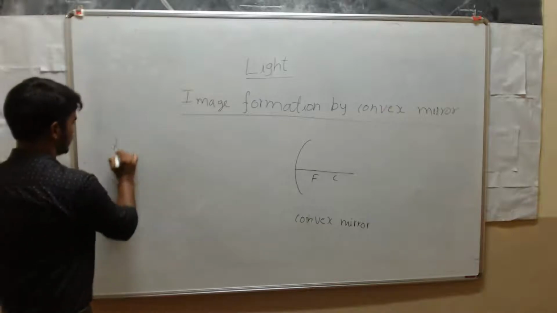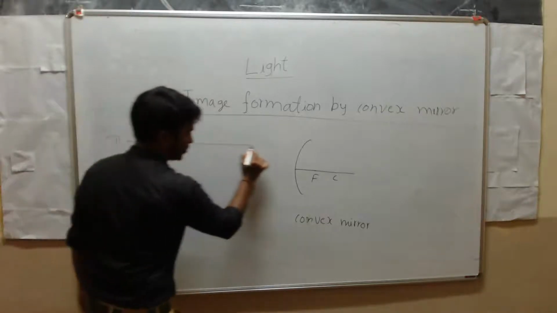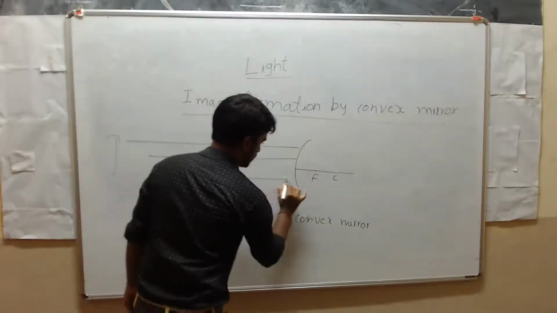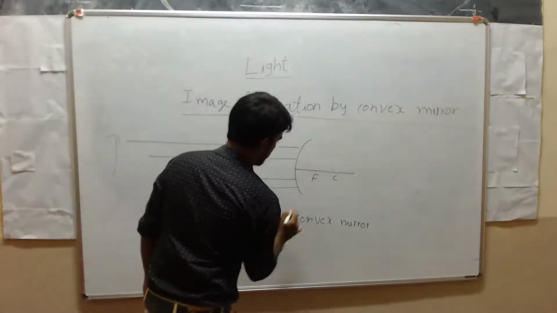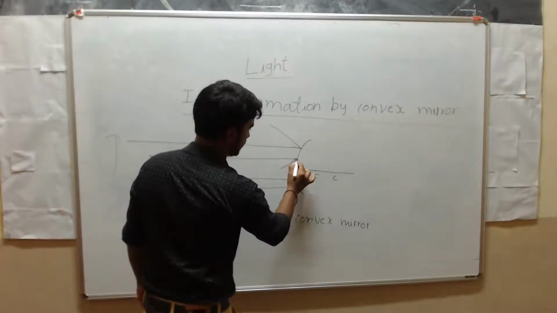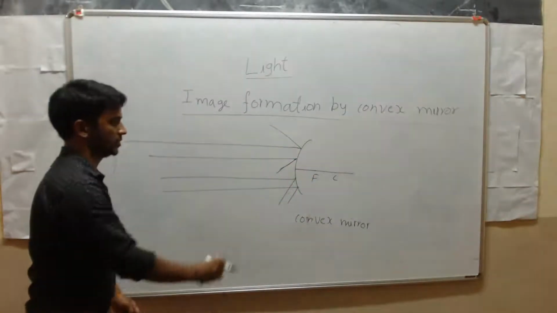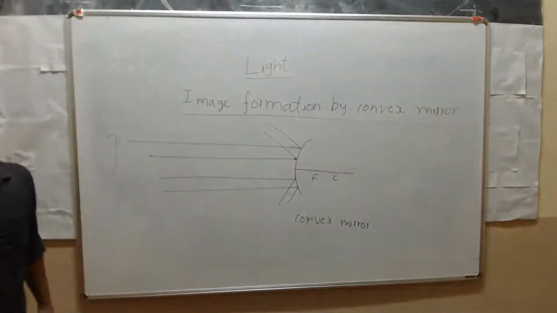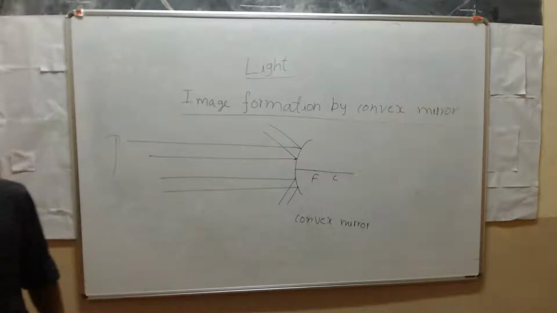For example, just imagine you are passing so many rays of light. After reflection, all the rays diverge like this. Why? Because here the rays never meet. All the rays diverge. Okay, now let us study one by one.